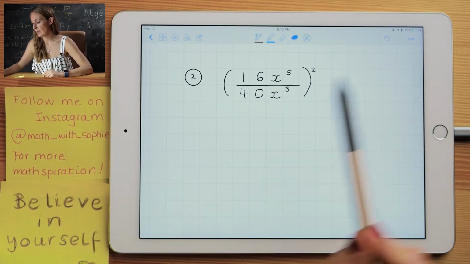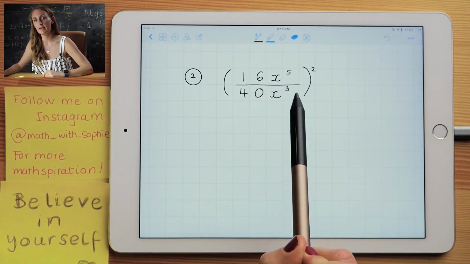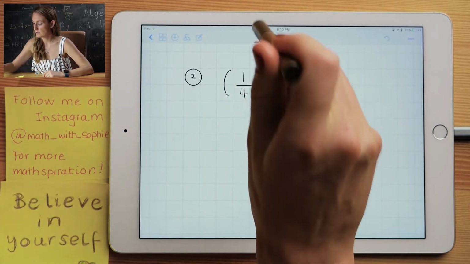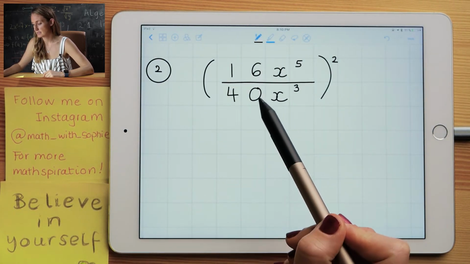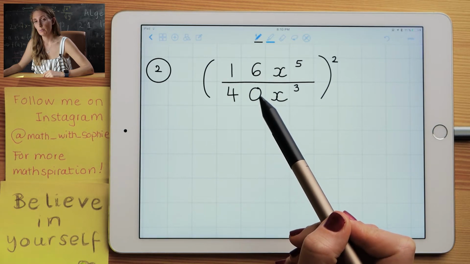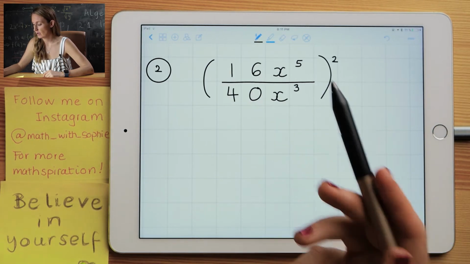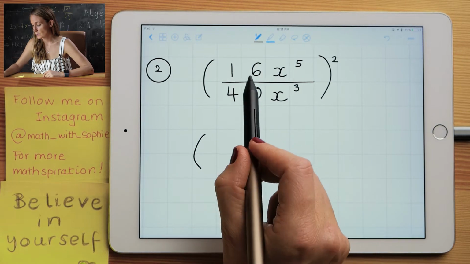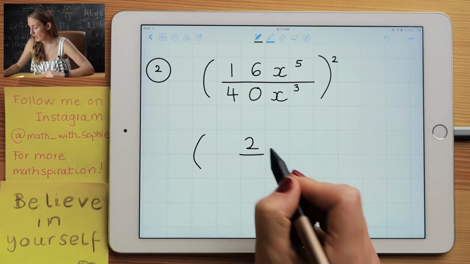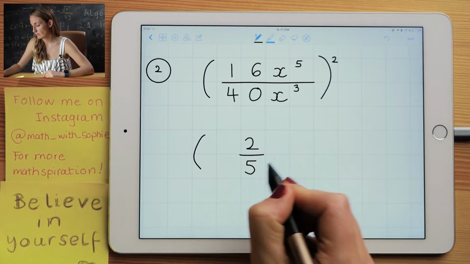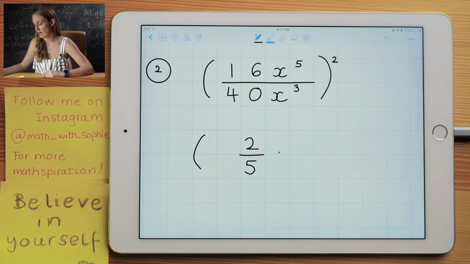So now we're going to have numbers and x's inside our bracket. So let's deal with that first. We separate out the numbers, 16 over 40. Both of those are in the 8 times table. So 8 goes into 16 twice. 8 goes into 40 5 times. So I've cancelled down my fraction.